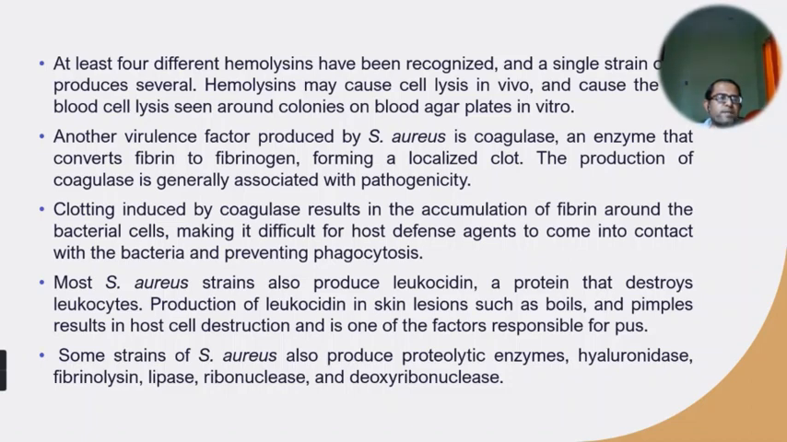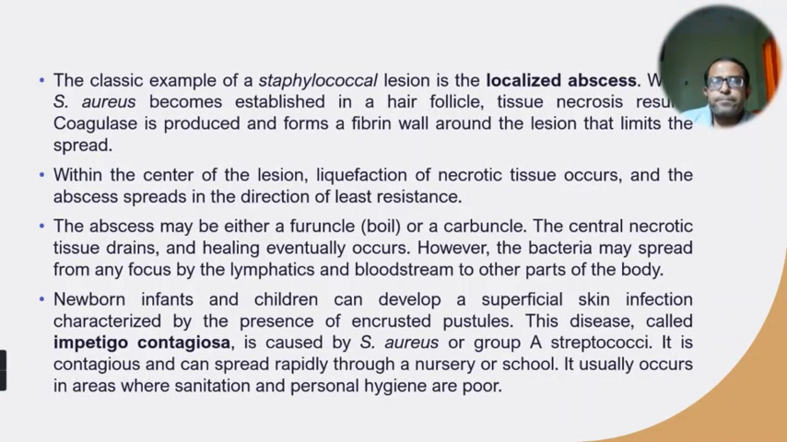Now, some strains of Staphylococcus aureus are able to produce proteolytic enzymes, such as hyaluronidase, fibrinolysin, lipase, ribonucleases, and deoxyribonuclease. These are the enzymes produced by this bacteria, and they contribute to the invasiveness of the staphylococcal infections caused by Staphylococcus aureus.